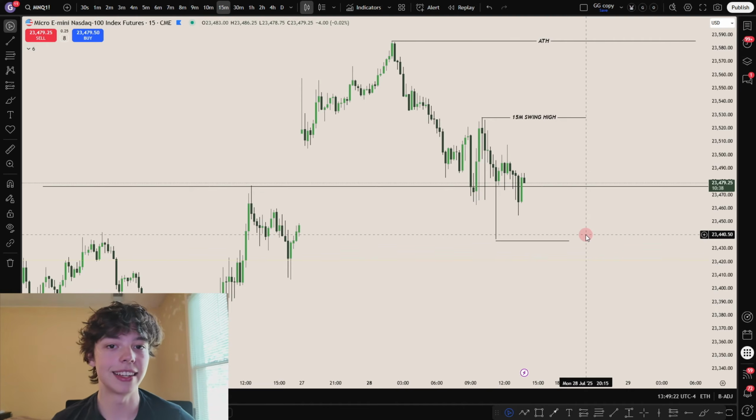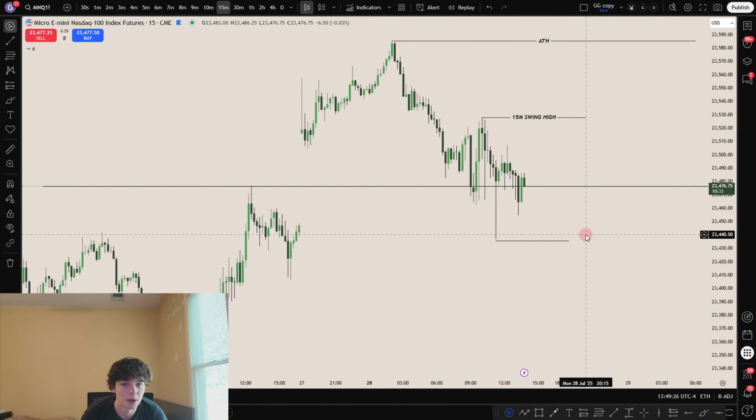So the ones that stick out a ton, I could go all the way back here. By the way, I changed my setup around and moved my desk. But if we go all the way back here, I can still see that swing low. I can see the 15-minute swing high, and I can see all-time highs.